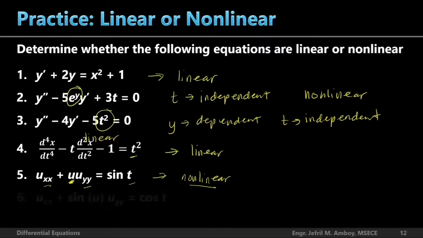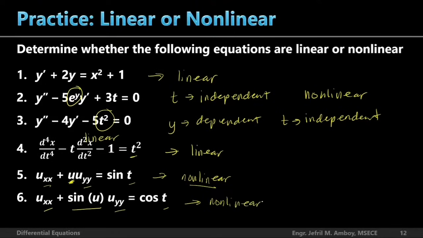Okay, so last example. We have uxx plus sine of u times uyy equals cosine t. So again, this is a partial DE, wherein our independent variables are still x, y, and t. So, is the equation linear or non-linear? Here, we have a term sine u. And sine u is a nonlinear function of the dependent variable u. That is why this equation is also non-linear. Okay? So, we're done for the first part of Module 1.